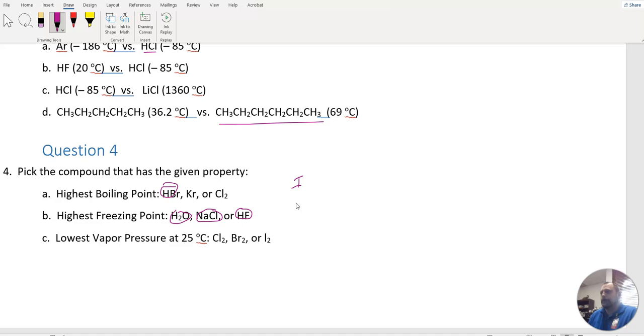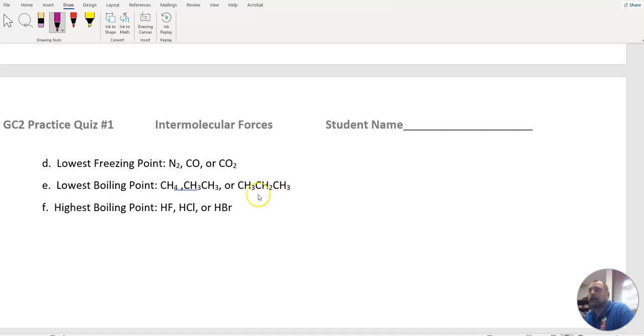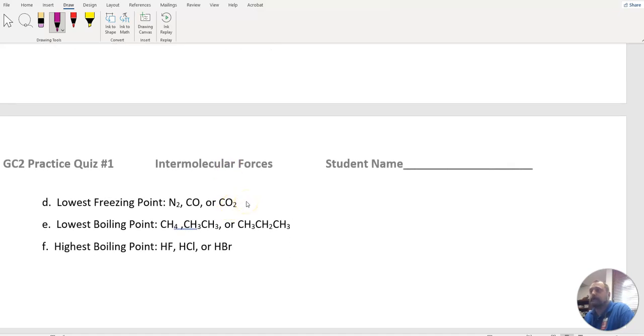Lowest vapor pressure. All right, so the stronger the IMF, the lower the vapor pressure, and so we're going to be looking for the biggest Cl2, Br2, I2. We're looking for the biggest mass. Lowest freezing point. So we're going to be looking at the strongest IMF. Highest boiling point, same kind of deal.